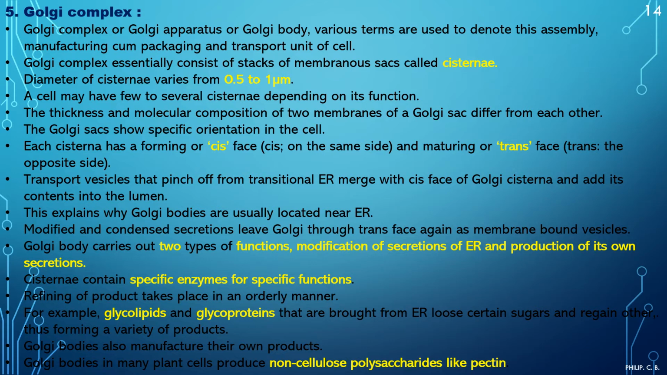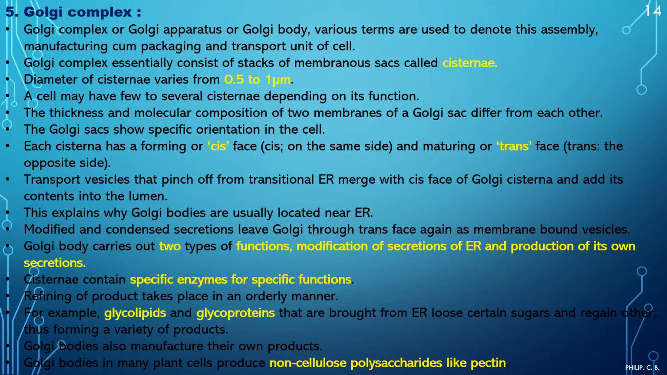The Golgi complex essentially consists of stacks of membranous sacs, again called cisternae, similar to those of the ER. The diameter of a cisterna varies from 0.5 to 1 micrometer. A cell may have few to several cisternae depending on its function. So in a cell there may be 1, 2, 4, depending on the cell. The thickness and molecular composition of the two membranes of a Golgi sac differ from one another. The Golgi sac shows specific orientation in the cell, and even their arrangement differs from cell to cell.